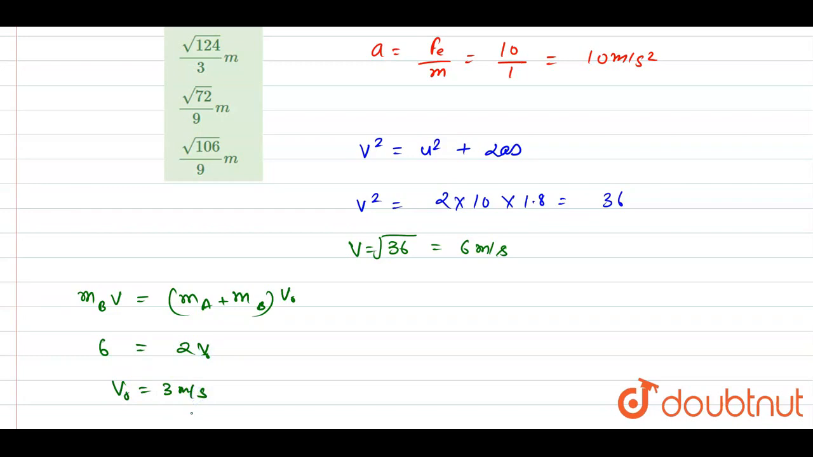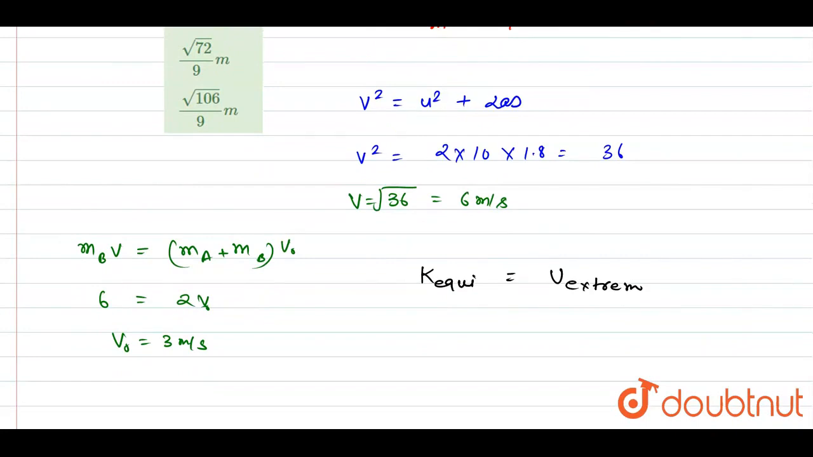Now you can get the amplitude by conservation of energy. So we'll write down mechanical energy at equilibrium position. Kinetic energy at equilibrium will be equal to potential energy at extreme, since at extreme position the maximum potential energy will be there, and at equilibrium position maximum kinetic energy will be there. So it will be half m v square, this is the kinetic energy, and it will be equal to half k x naught square.